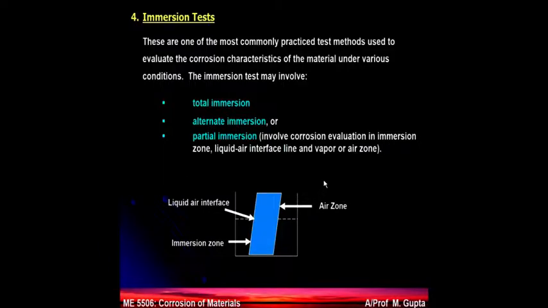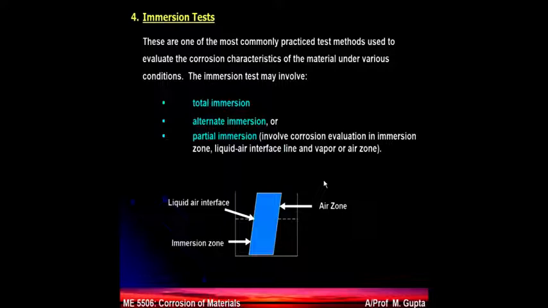Then you have the immersion test. You know that in offshore oil and gas refineries, many of the things are completely immersed. Some offshore platforms are partially immersed. And in the marine industry, part of the ship is above the water. So you have all kinds of immersion situations: total immersion, alternate immersion, partial immersion. That can be understood from this simple beaker with a metallic coupon here.